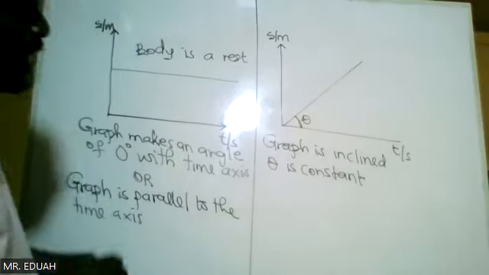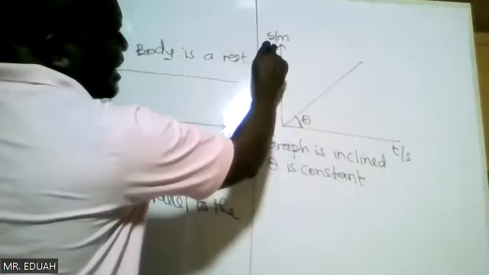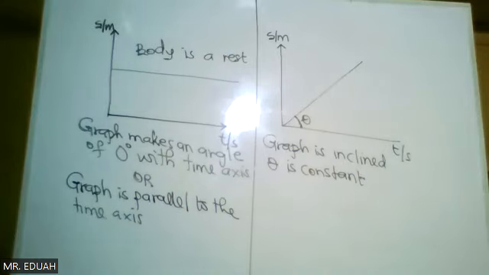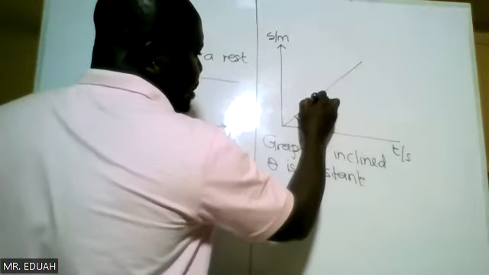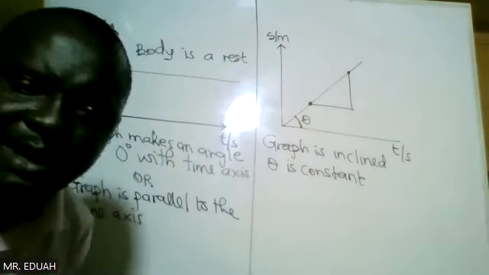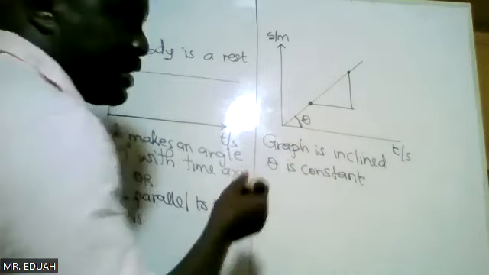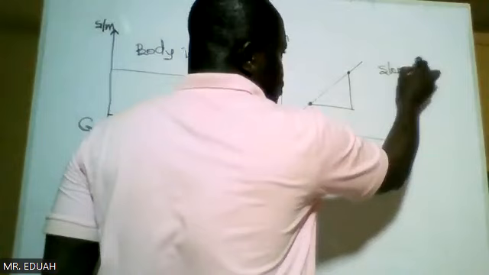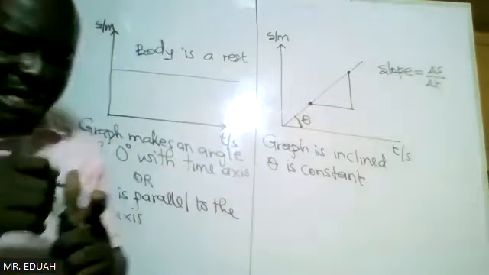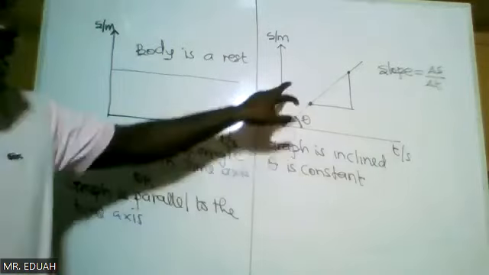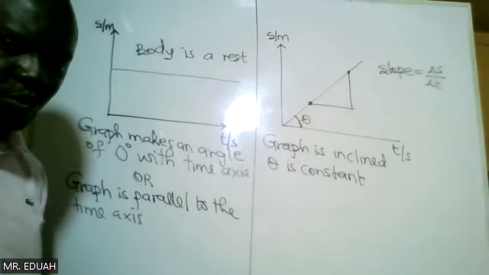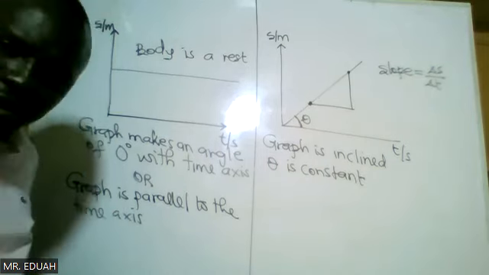I'm stressing this. If you are given this kind of question, look at the kind of axis. Is it a displacement time graph or a velocity time graph? Over here, I told you last time that if you pick any two points on the line and find the slope of a displacement time graph, it is equal to the change in y over change in x. But what does that give you? The slope of a displacement time graph is equal to the velocity.